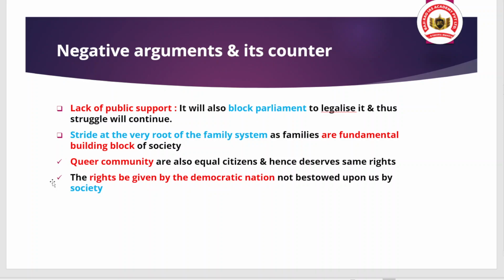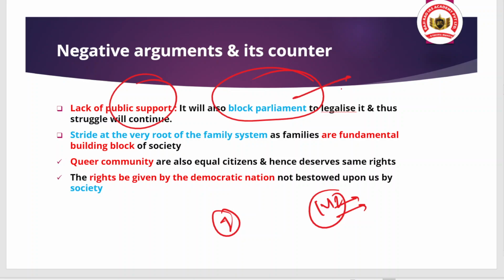Now we will be talking about the negative arguments and their counters. First of all, lack of public support. In India, we have a population of 142 crore, and when we talk about the views of these people, they basically do not support same-sex marriage because of culture, traditions, and the behavior that we see. Because of the lack of public support, this is not a favorable thing in Indian society. That is one argument. Also remember that this viewpoint of lack of public support will help the Parliament block the legalization of same-sex marriage. It means that in the coming time, the struggle for the LGBTQ community is going to continue. So that is the point.